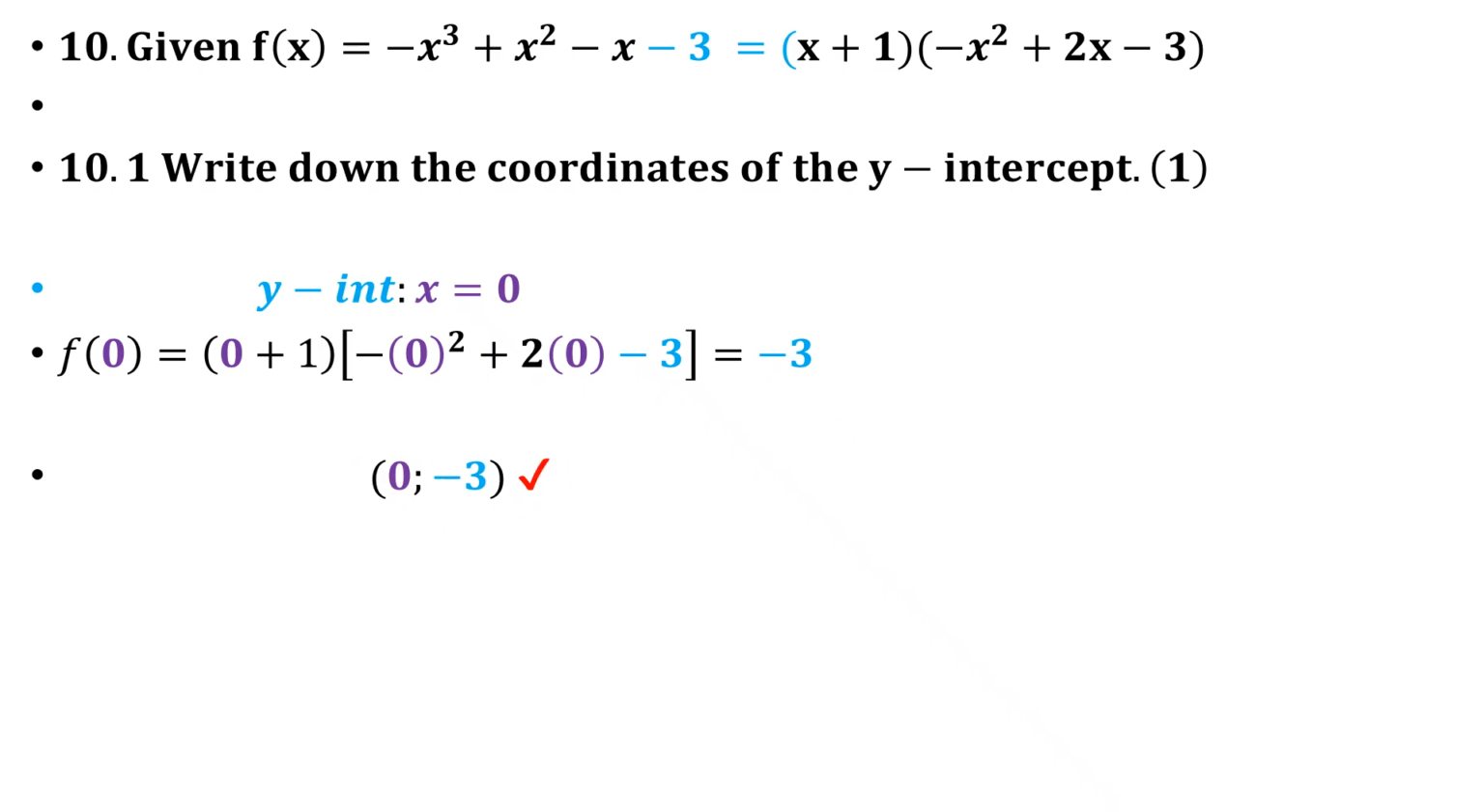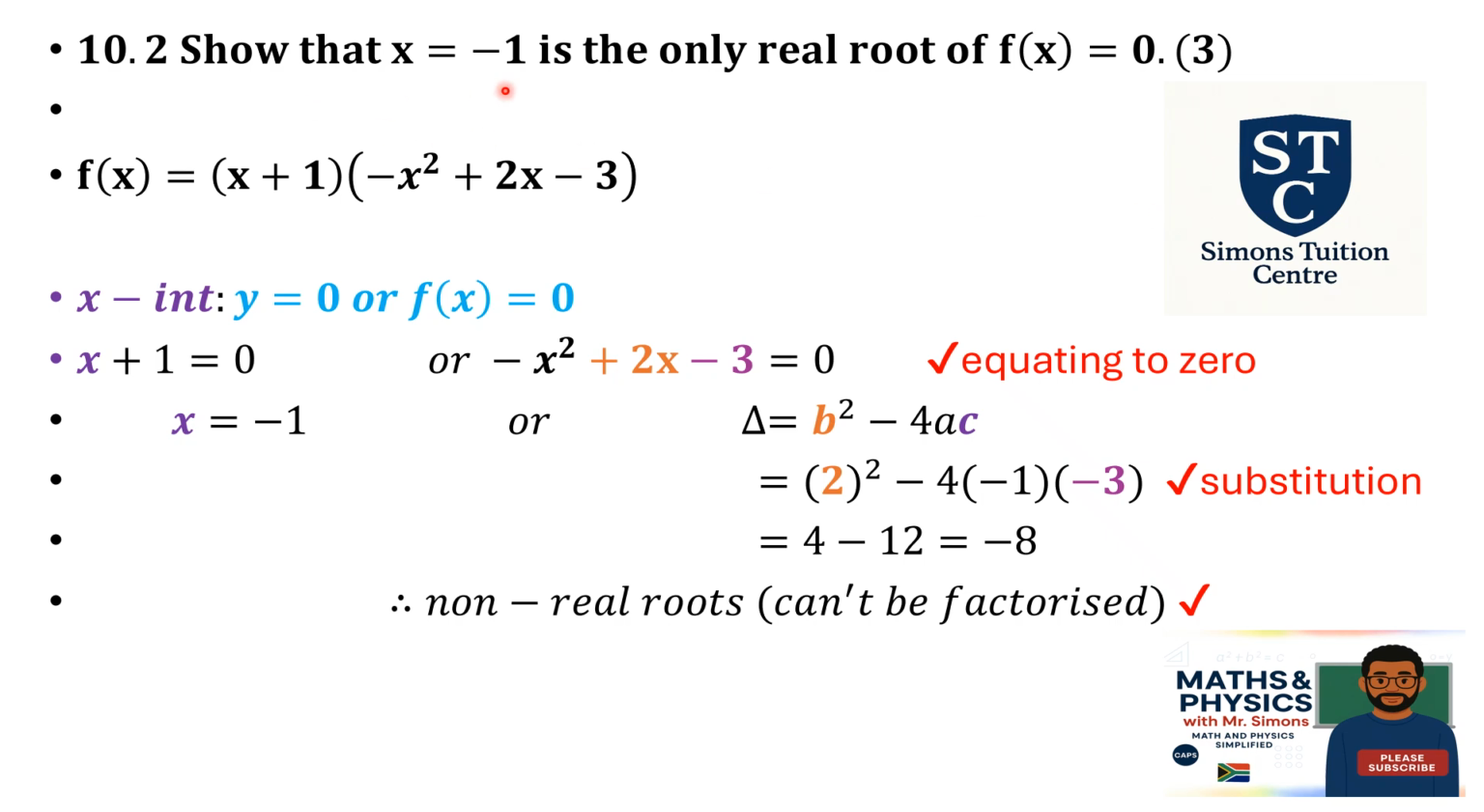Question number 2. Show then again that x equals minus 1 is the only real root. Remember, if I solve x plus 1, it would be minus 1 because 1 goes across and becomes negative. Once I use the word root, you should remember x-intercepts. f of x equals 0, my y value must be 0. So x plus 1 equals 0. If I take 1 over, x is minus 1. Then I have minus x squared plus 2x minus 3 equals 0. 1 mark for equating both brackets to 0.